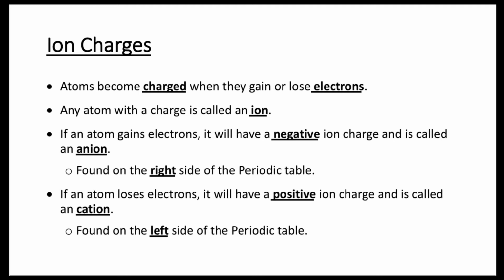If an atom loses electrons, it will have a positive ion charge, also known as a cation, found on the left-hand side of the periodic table. If this helps you, somebody told me this at some point during my educational career: cats have paws, which can help you remember that cations are positive.